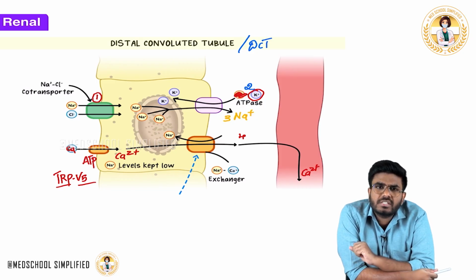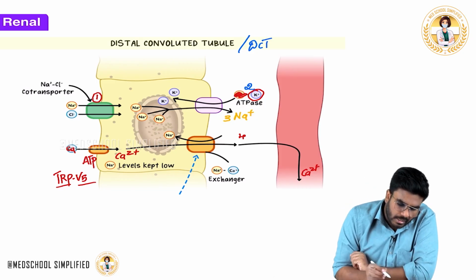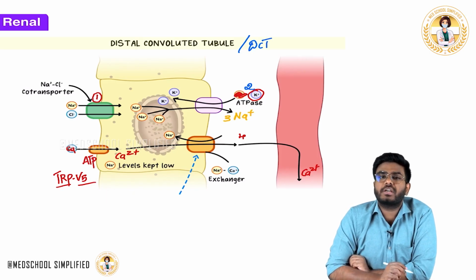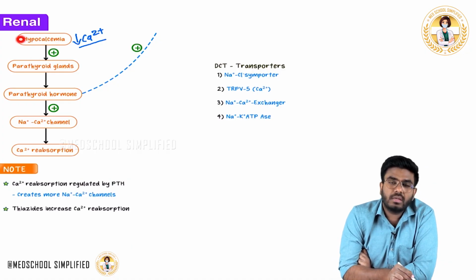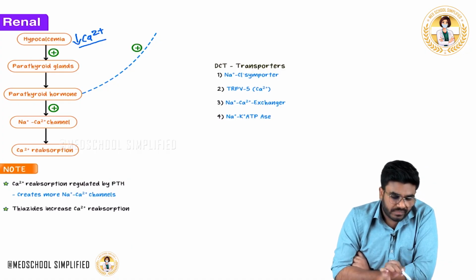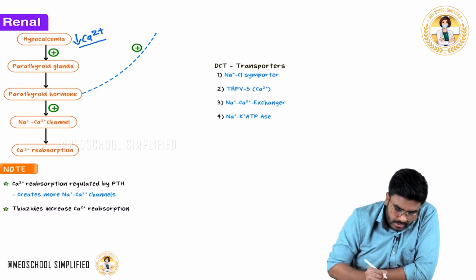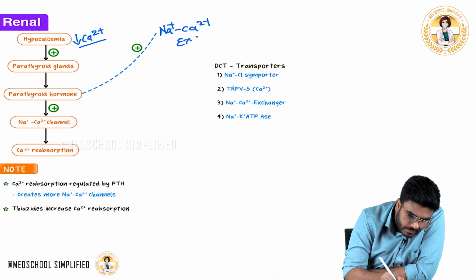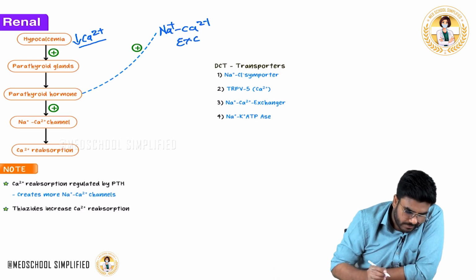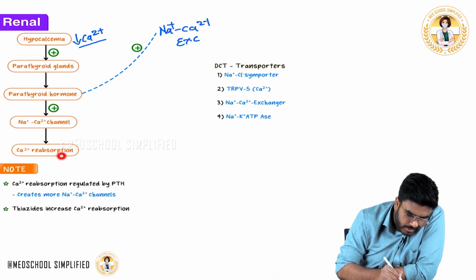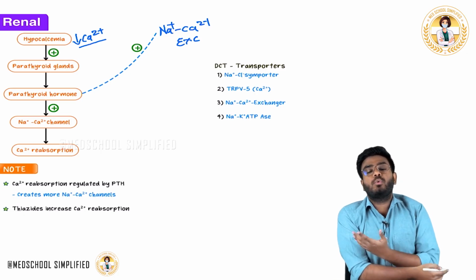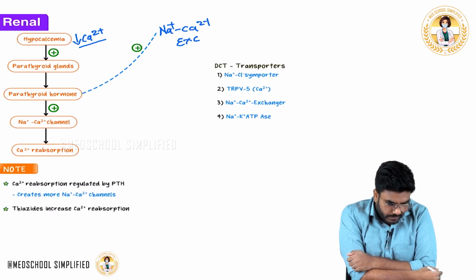Now when the sodium calcium exchanger is activated, what happens? More and more calcium is going to enter into the blood. So is the problem treated or not? The problem is hypocalcemia, and in hypocalcemia, parathyroid hormone is there. This parathyroid hormone is going to activate the sodium calcium exchanger. When the sodium calcium exchanger is activated, what happens to calcium reabsorption? Calcium reabsorption is going to be increased. More and more calcium is going to be reabsorbed.